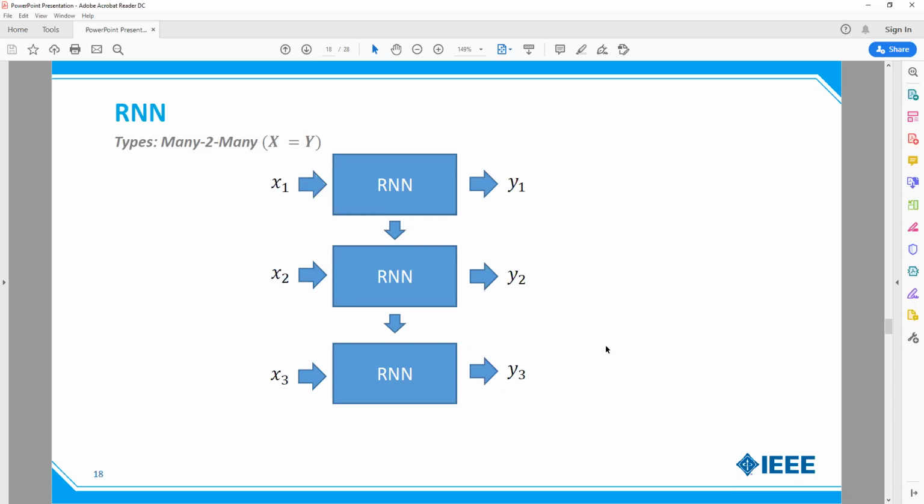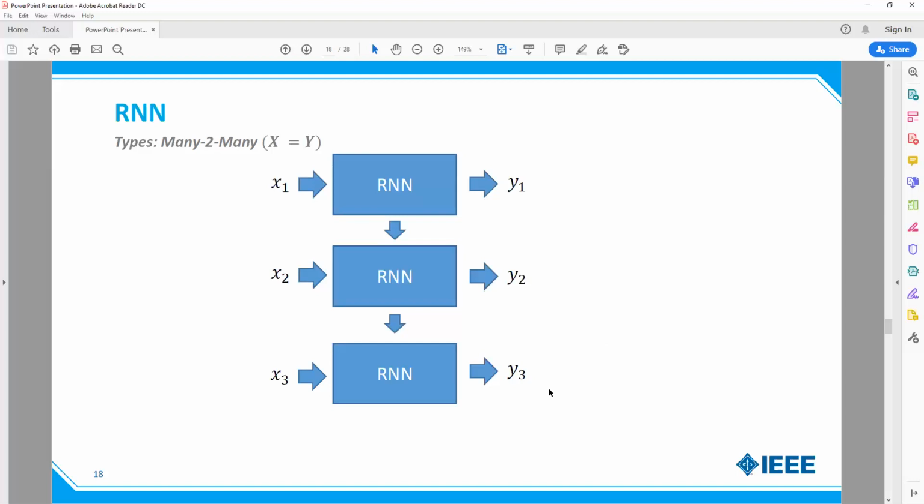Now, another popular RNN is a many-to-many. In this case, I specifically distinguish this many-to-many in the fact that the number of inputs is equivalent to the number of outputs. The output and the input have a one-to-one mapping. So the first input will generate the first output, the second input will generate the second output, and the third input will generate the third output.